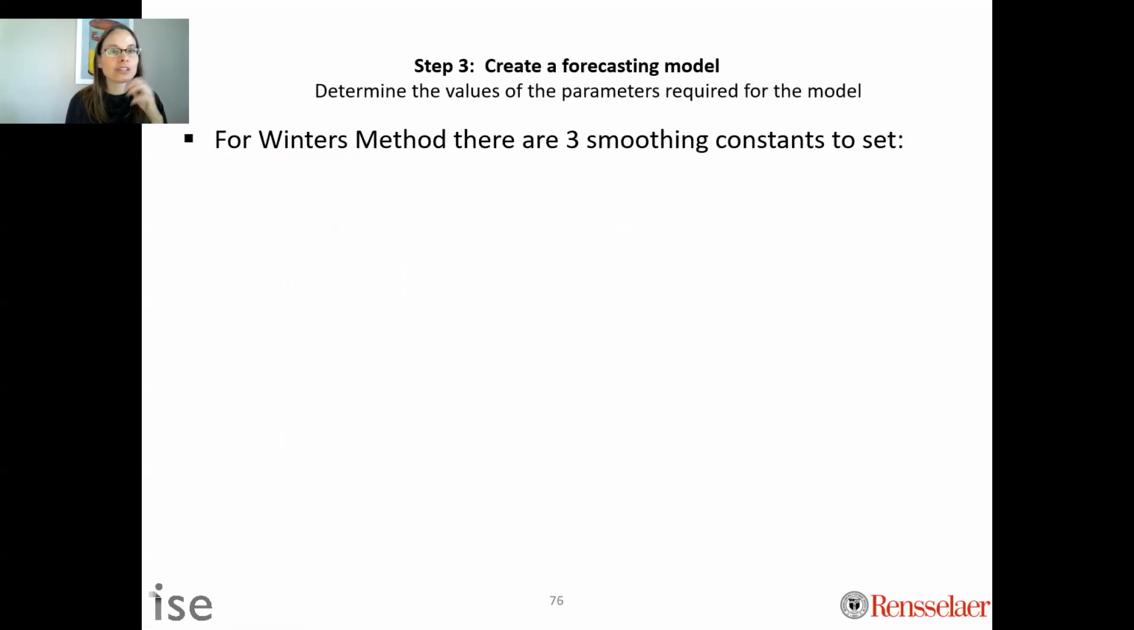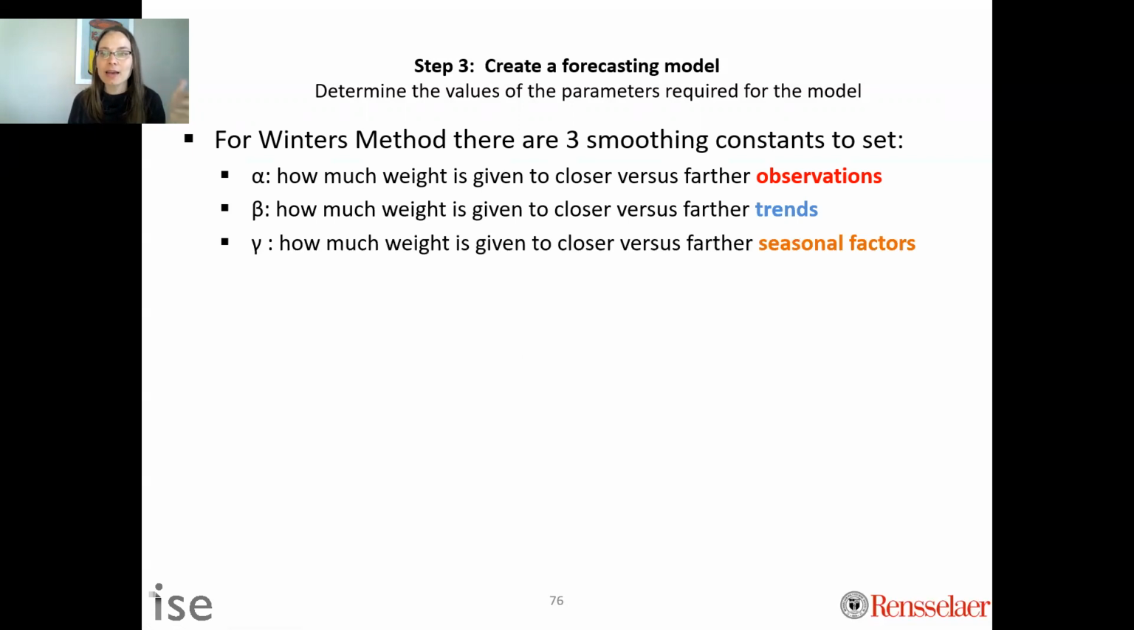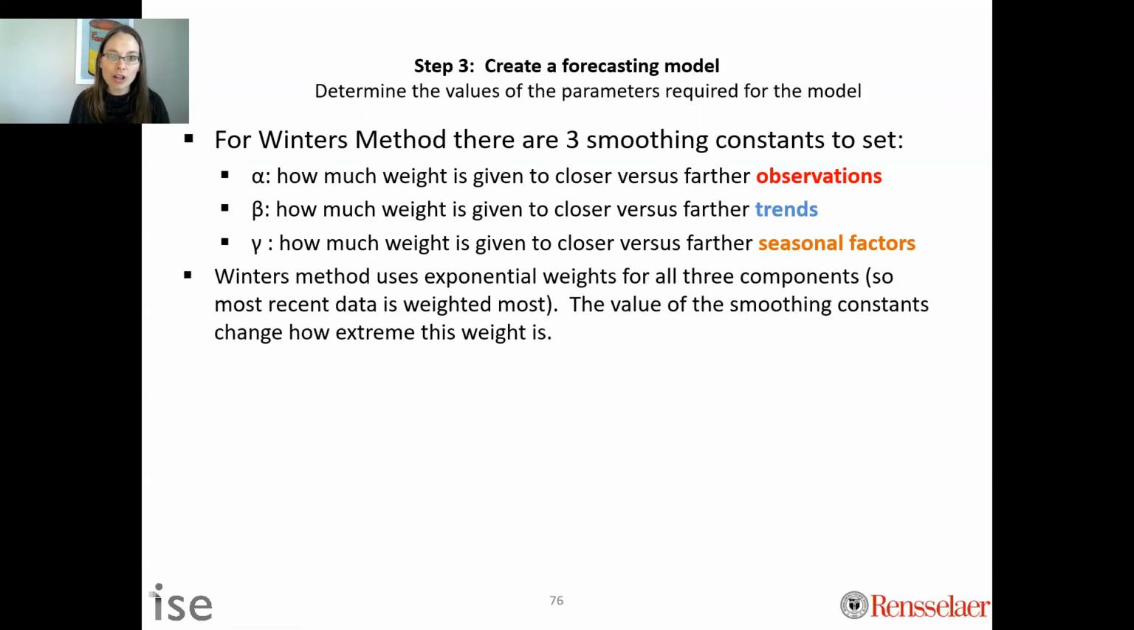Again, just like we did for the other ones, we would want to set them in a way that minimizes mean squared error. But just to emphasize, what do these do? Alpha determines how much weight is given to closer versus further observations. Beta is in terms of trends, and then gamma is in terms of seasonal factors. And just as an emphasis, these are all exponential smoothing. So Winter's method gives more weight to closer pieces of data.